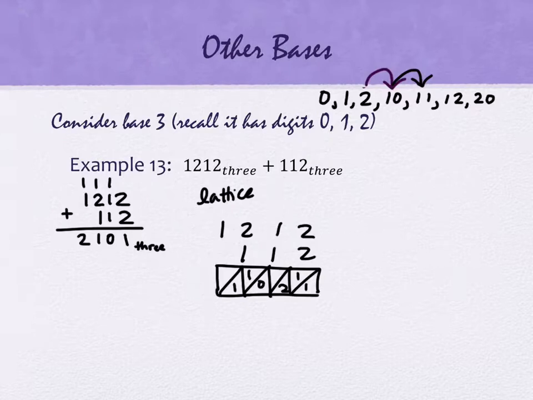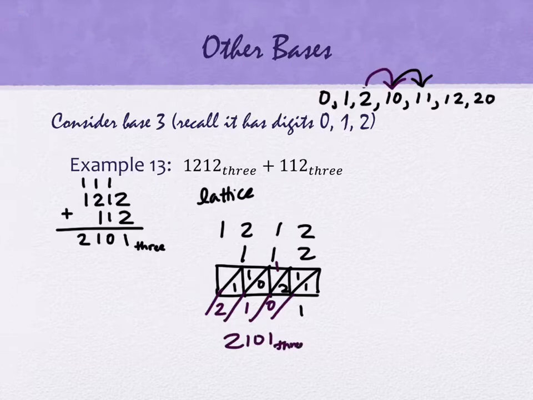Somewhere along the way, you're going to have to extend the diagonals and add along your diagonals. And you do now have to start in the bottom right corner. So there's a 1 over here. I'll write a 1 down. 2 plus 1 is 3. So I carry the 3 over, and I write down 0 left over. 1 plus 0 is 1, and then 1 plus 1 is 2. So this is 2, 1, 0, 1, base 3.